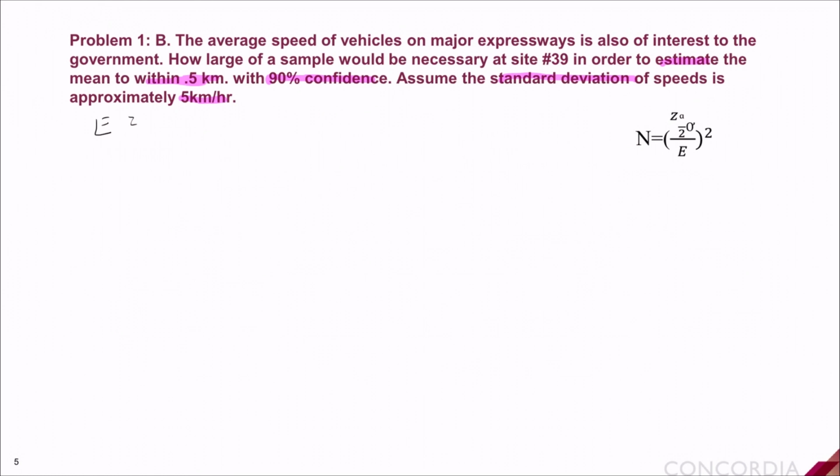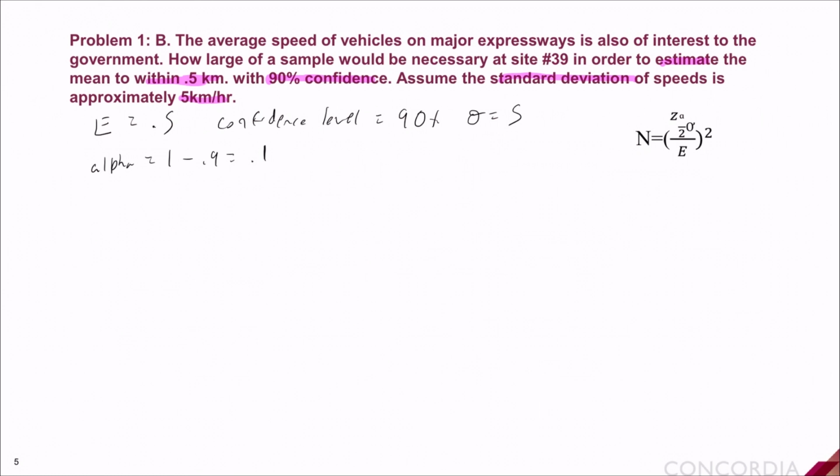E equals 0.5. Our confidence level equals 90%. And our standard deviation is 5 kilometers. We're missing the alpha. So to find the alpha, you have to do 1 minus the confidence level, which is 0.9, and that gives us 0.1.